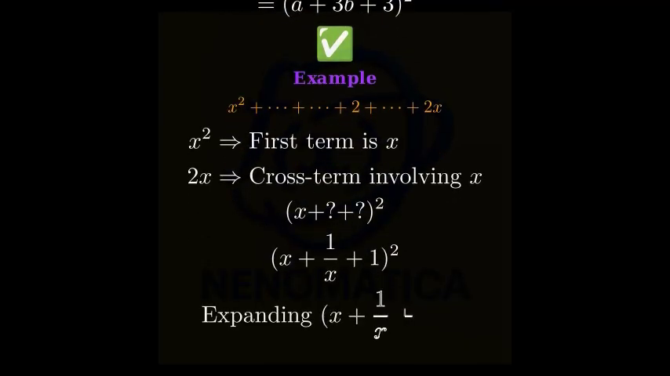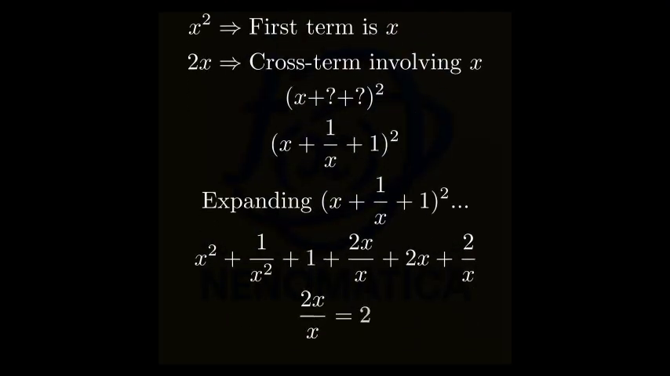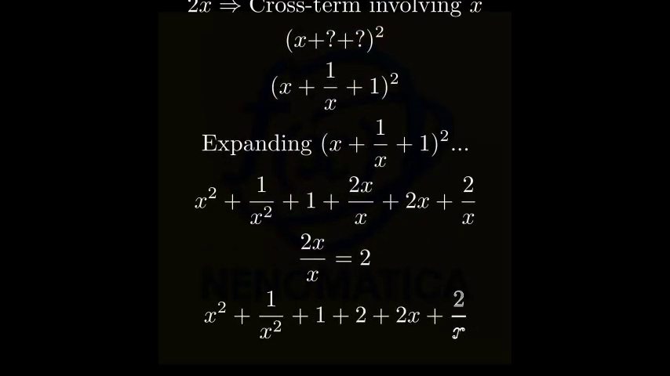When we expand this, we get x squared plus 1 over x squared plus 1 plus 2x over x plus 2x plus 2 over x. Let's simplify this expression. 2x over x simplifies to 2, so our expression becomes x squared plus 1 over x squared plus 1 plus 2x plus 2 over x. Now we can identify the missing terms in our second example.